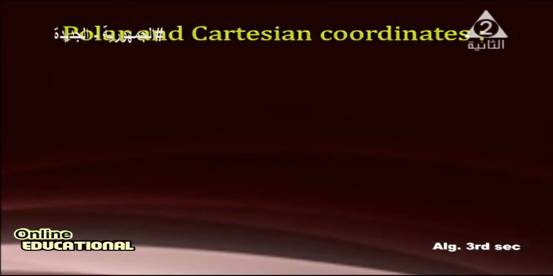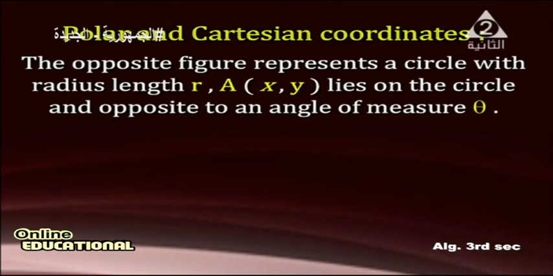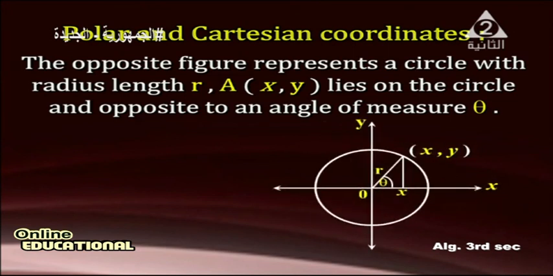Look at polar and Cartesian coordinates. The opposite figure represents a circle with radius length r, and the point A (x, y) lies on the circle, opposite to an angle of measure theta. My dear students, look, we have a circle. Radius is r, and the point (x, y) lies on the circle, opposite angle theta, the angle of inclination of r with the x-axis.